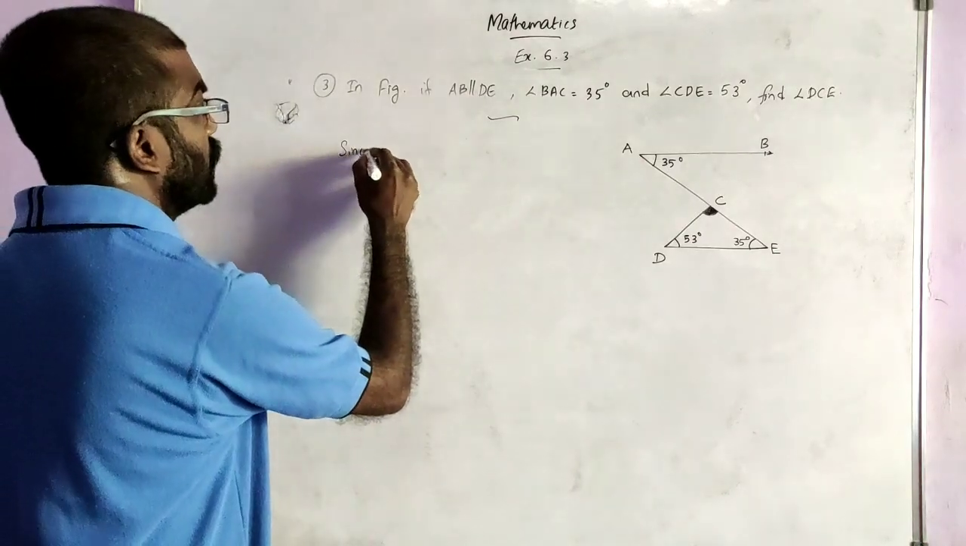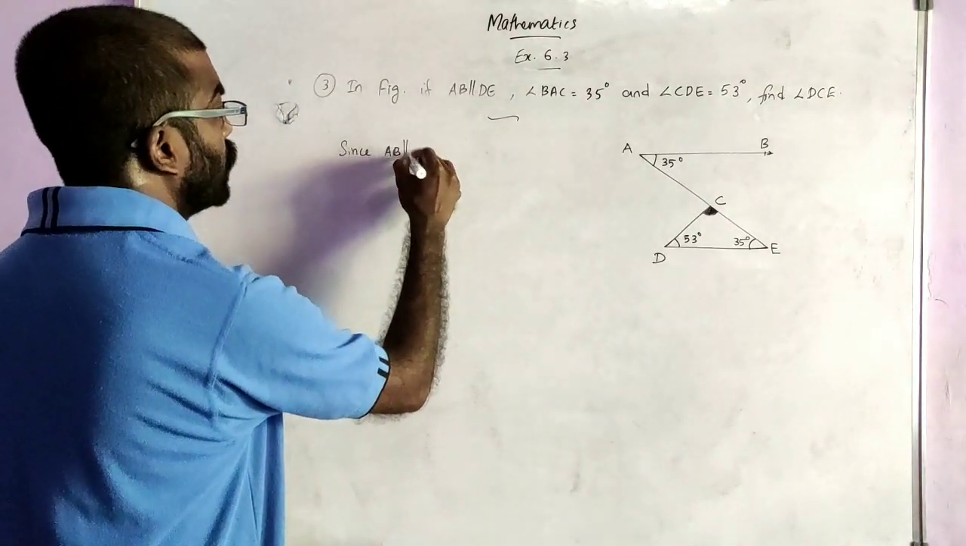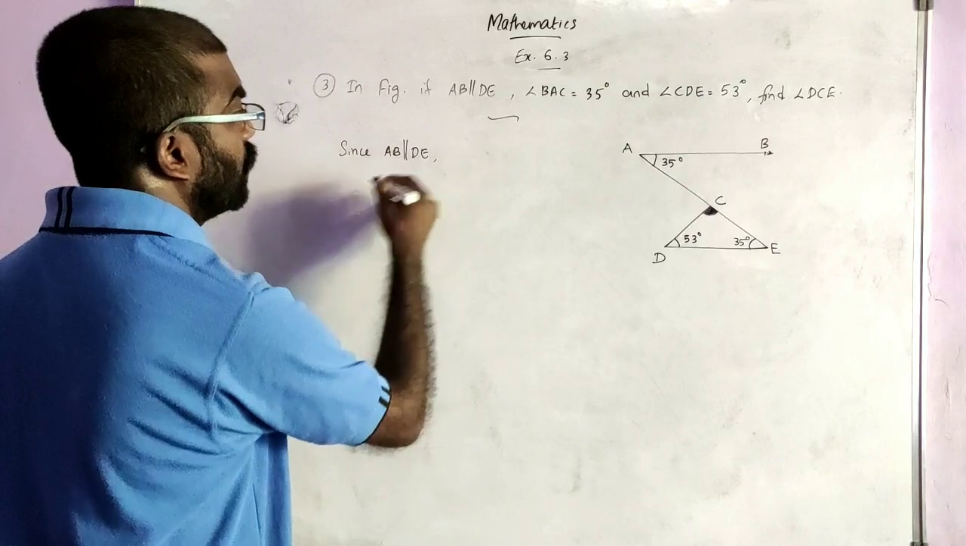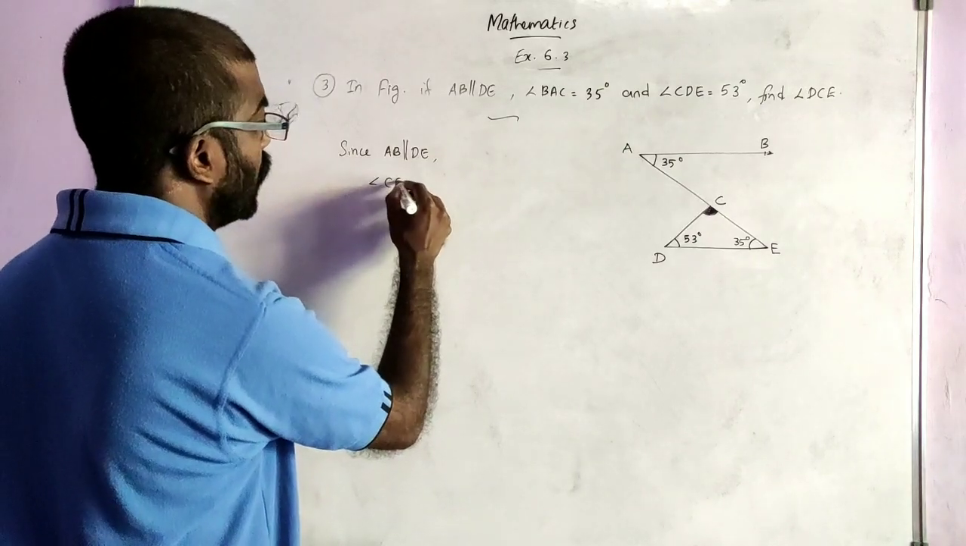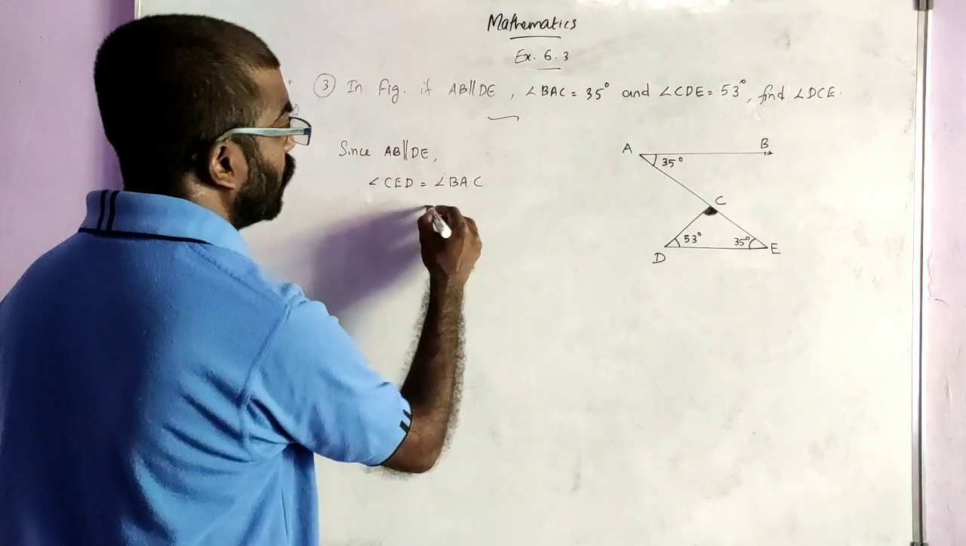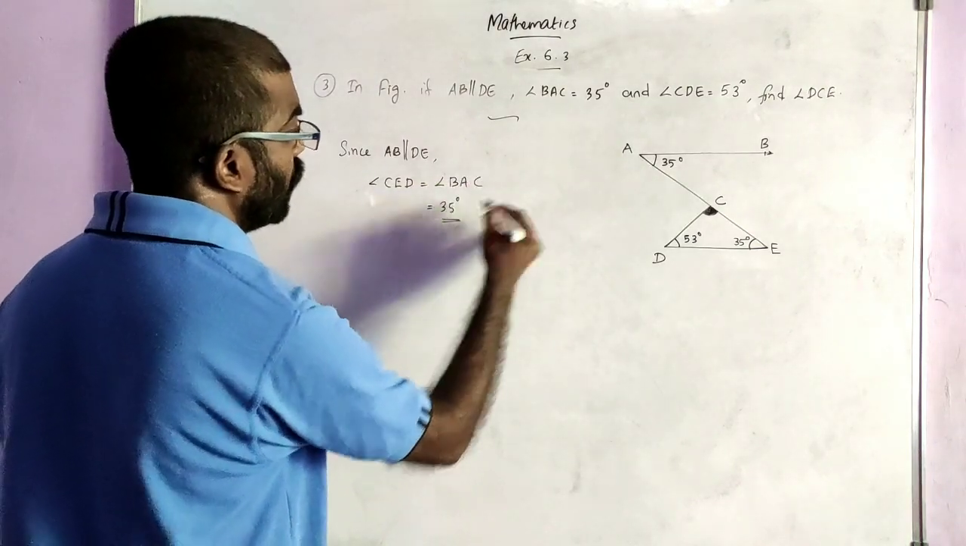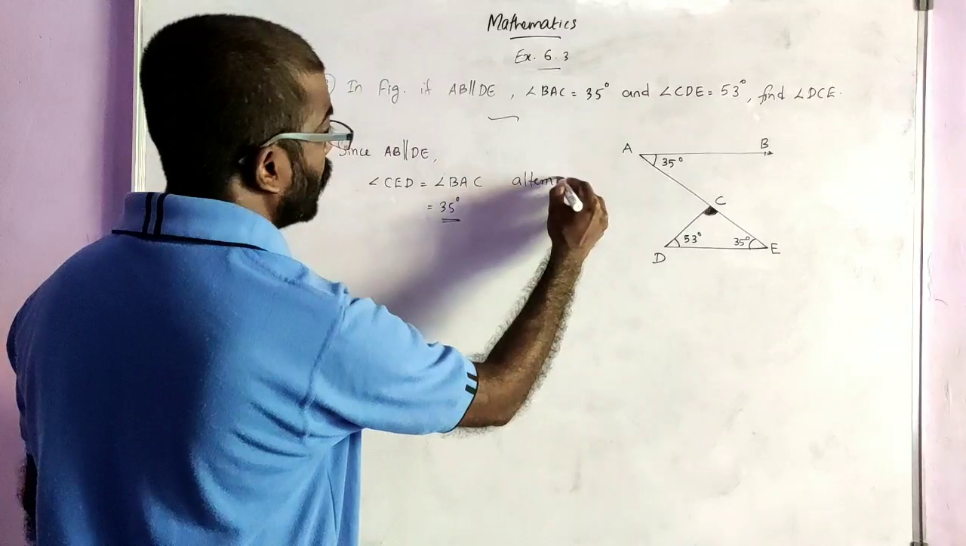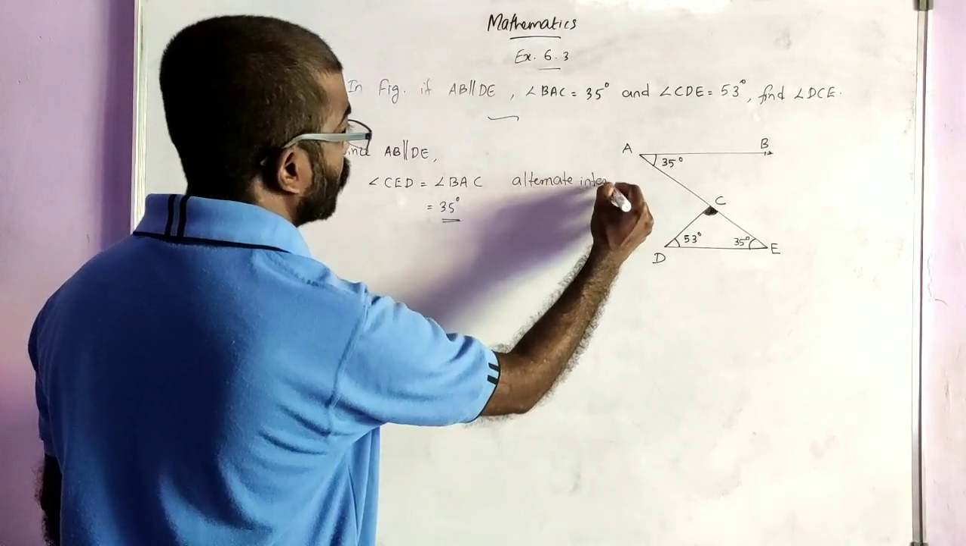When two lines are intersected by a transversal, then each pair of alternate interior angles are equal. So here BAC and CED are alternate interior angles, and hence they are equal. So we can write, since AB parallel to DE, angle CED equal to angle BAC, which is equal to 35 degree. Reason, alternate interior angles.